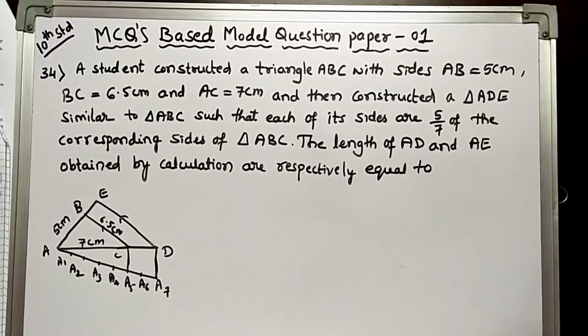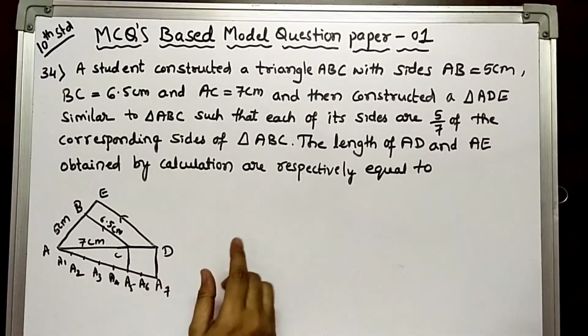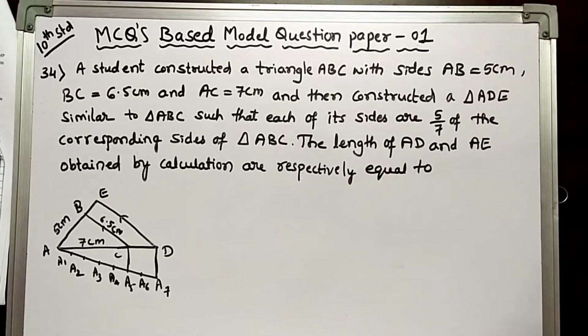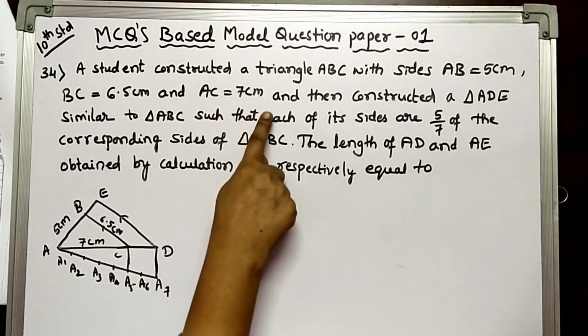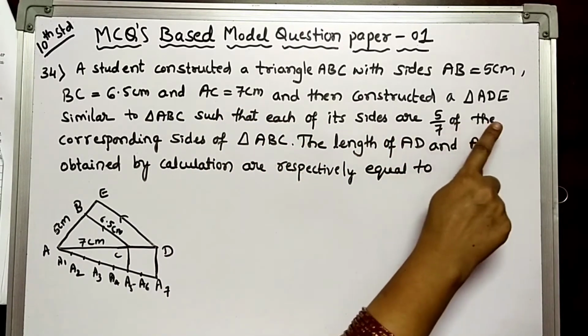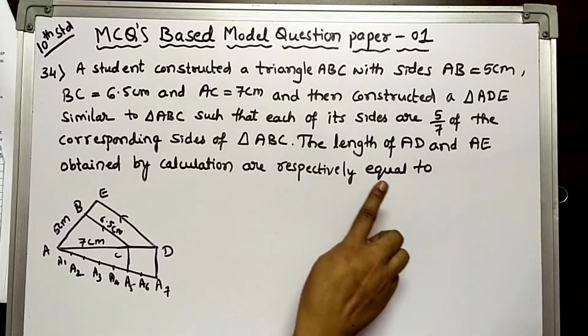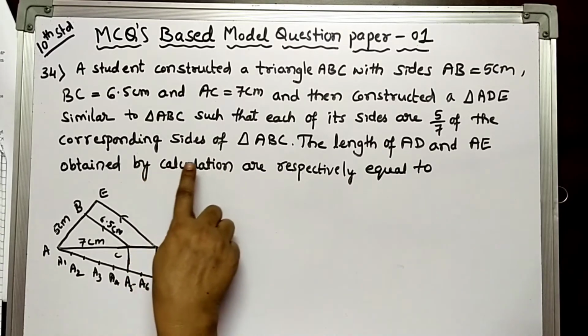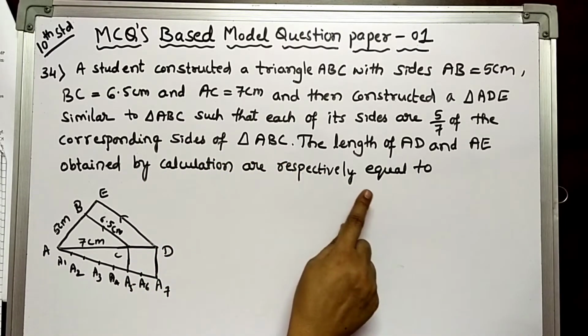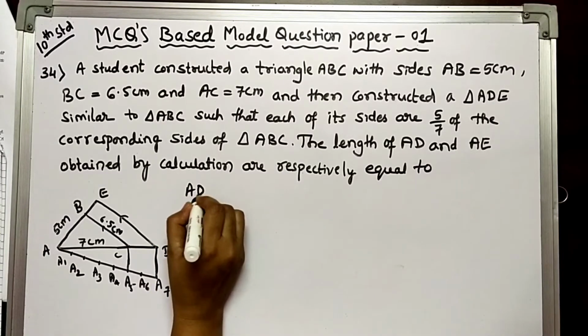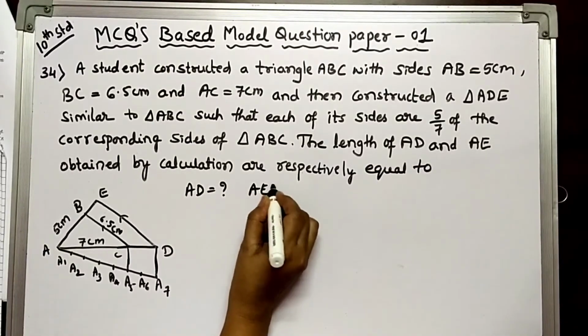Question number 34. A student constructed a triangle ABC with sides AB 5 cm, BC 6.5 cm and AC 7 cm, and then constructed a triangle ADE similar to ABC such that each of its sides is 5 by 7 of the corresponding sides of the triangle ABC. The lengths of AD and AE obtained by calculation are respectively equal to? So in this question we have to find the length of AD and AE.